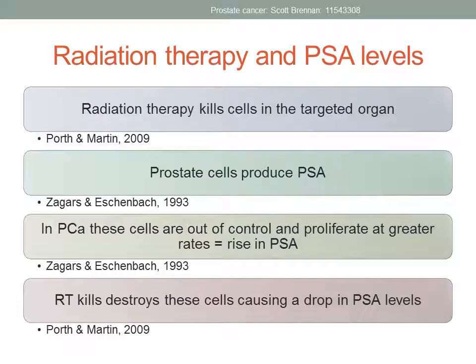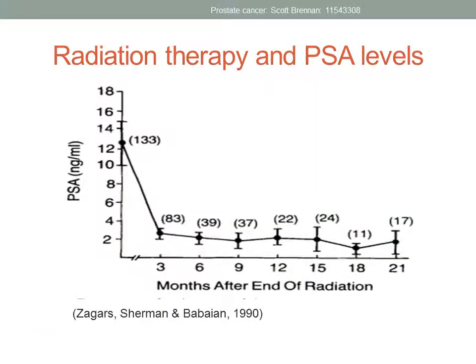Radiation therapy is used to destroy and kill cancer cells. In prostate cancer, a greater number of prostate cells are produced. As these cells produce prostate-specific antigens, this is why we see a higher amount of these levels. Following radiation therapy, the prostate cells become destroyed, and therefore we see a decline in the prostate-specific antigens as a result of the destruction and death of these cells. As shown in the figure above, prostate-specific antigen level drops significantly following radiation therapy. 3 months post-radiation therapy, the prostate-specific antigen levels dropped from 12.5 nanograms per milliliter to 2.6 nanograms per milliliter.